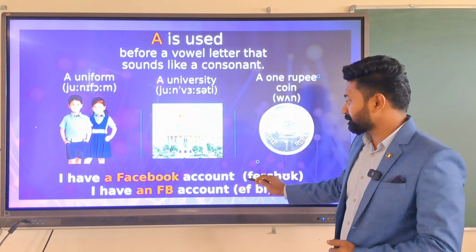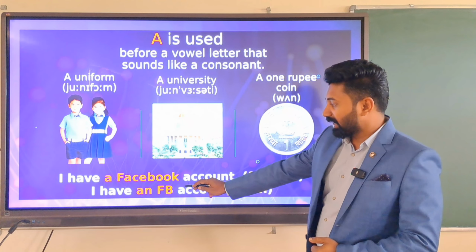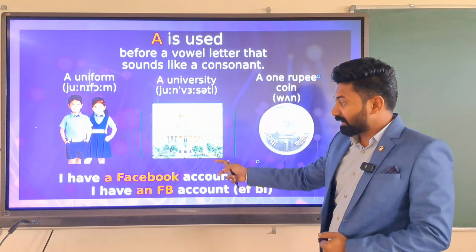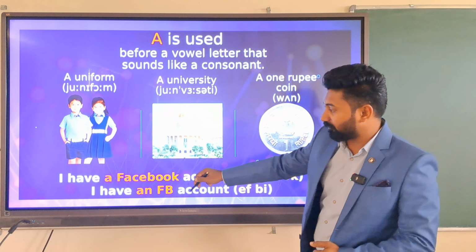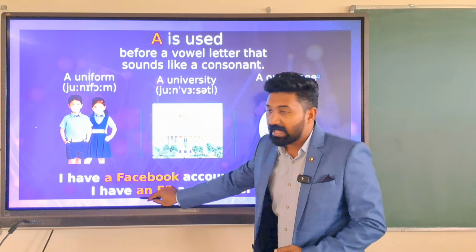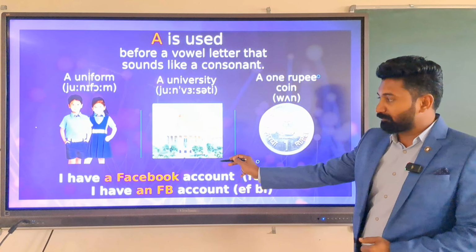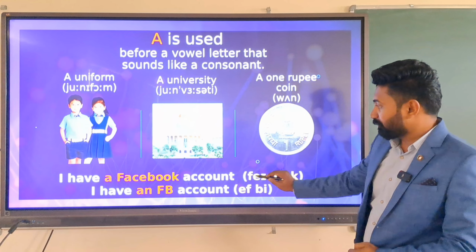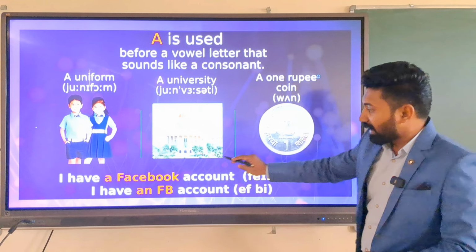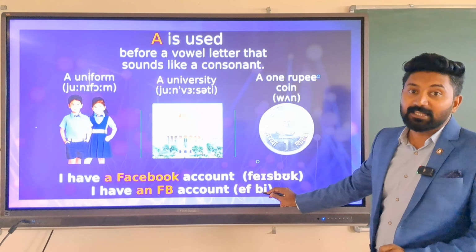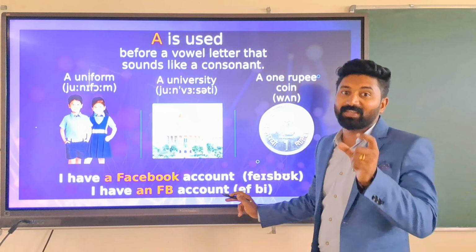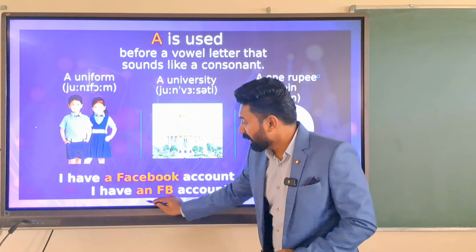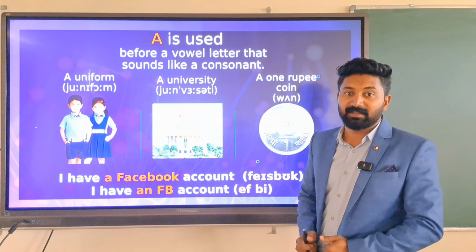So I have a Facebook account, and the second example is I have an FB account. See, the meaning of both the sentences would be one and the same, but we have two expressions, or the usage of article is different here. A Facebook, an FB. Why is it that we use a before Facebook, and why is it that we use an before FB? See, we have Facebook, which should be pronounced in this way, right? And again, an FB account, and FB is pronounced not with the letter fa, but it begins with a vowel sound F, right? F, FB. So automatically what we have to remember here is to add an before FB.